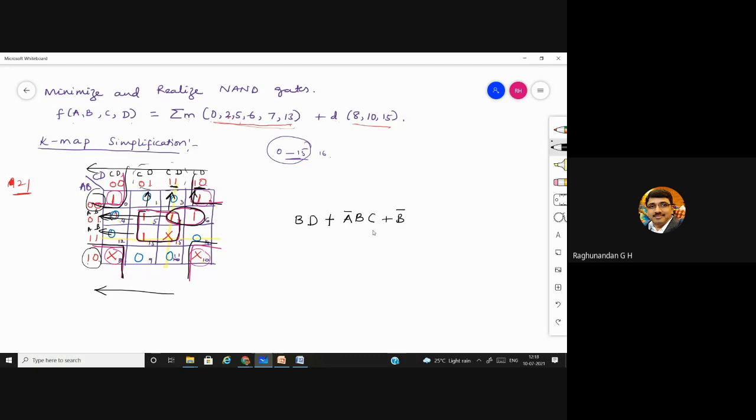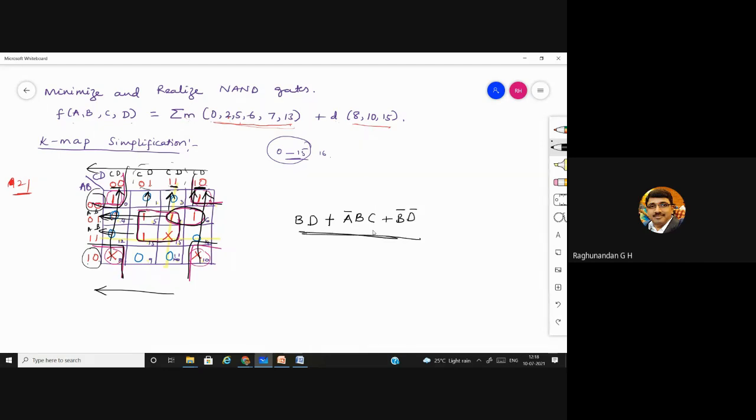Okay. Now look into the vertical positions. This corner means obviously you need to take this value. These two corners means this value. So what will happen? 0, 0, 1, 0. Which position is common? D. And it is 0. That's why it is D bar.